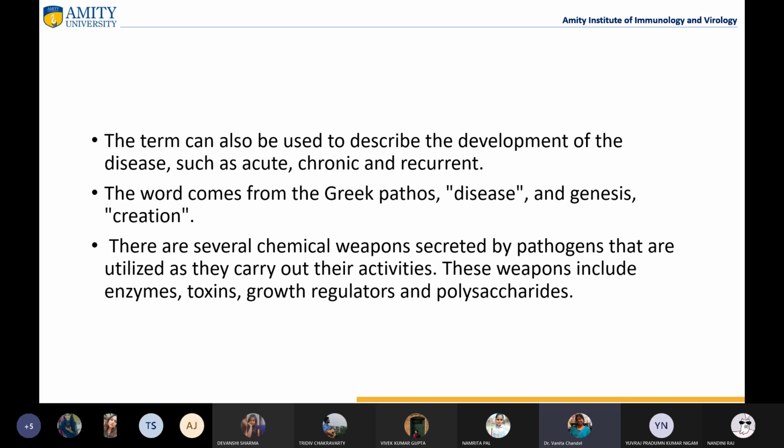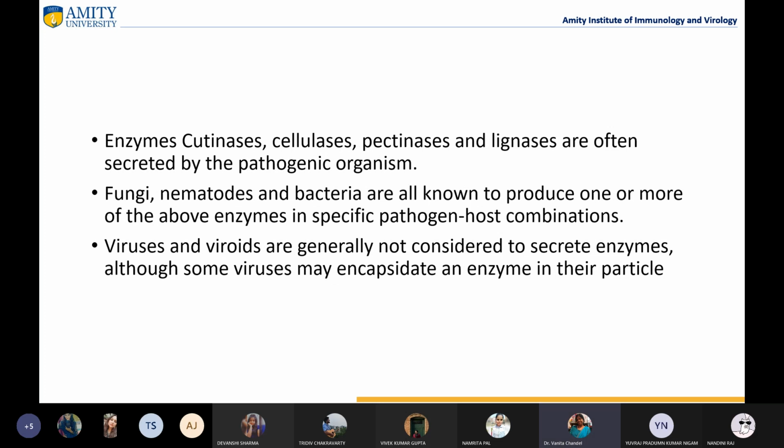And this word comes from a Greek word, pathos meaning disease, and genesis meaning creation. So there are several chemical weapons which are secreted by pathogens, which they utilize as they carry out their activities in the host. And these weapons could be enzymes or toxins or growth regulators or certain polysaccharides, right? So enzymes such as chitinases, cellulases, pectinases, and lignases are often secreted by the pathogenic organism. This is to gain entry into the plant, right?